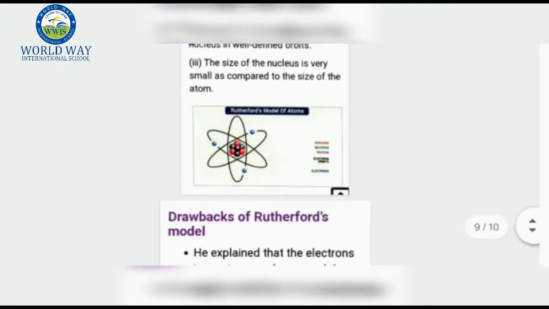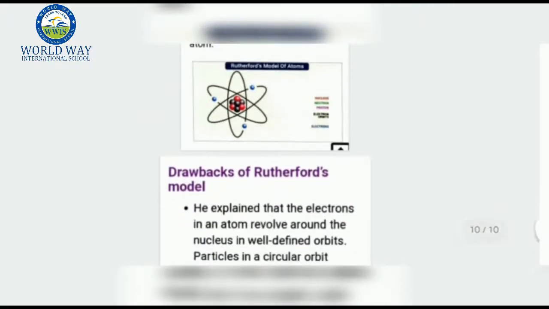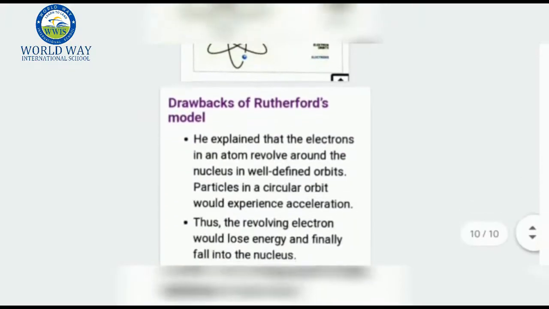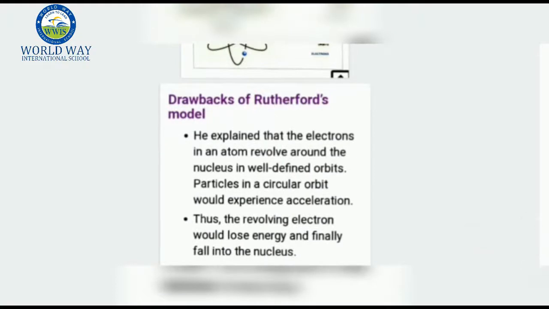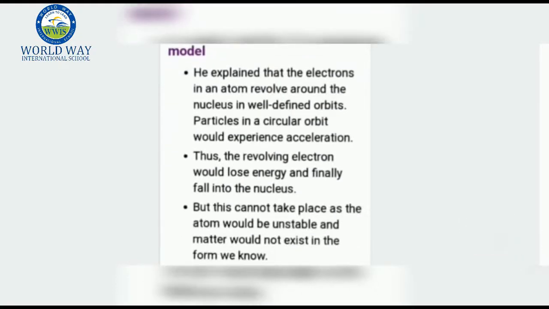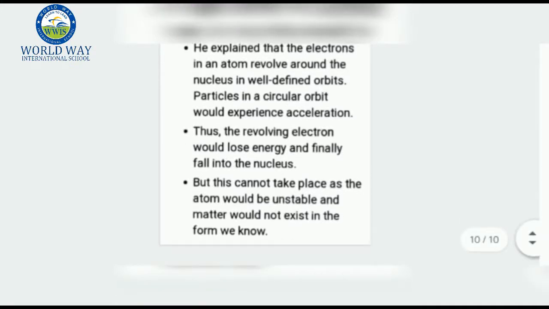This was the Rutherford model of atom. Now there are certain drawbacks of Rutherford model. First, he explained that the electrons in an atom revolve around the nucleus in well-defined orbits. Particles in a circular orbit would experience acceleration. Thus, the revolving electron would lose energy and finally fall into the nucleus.